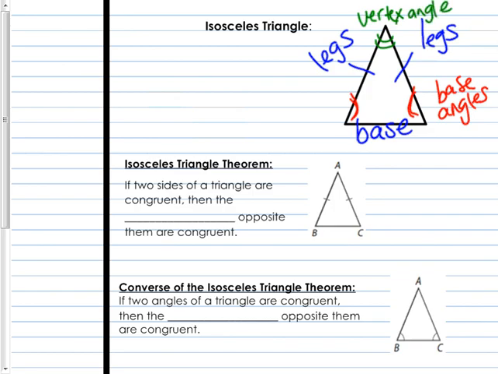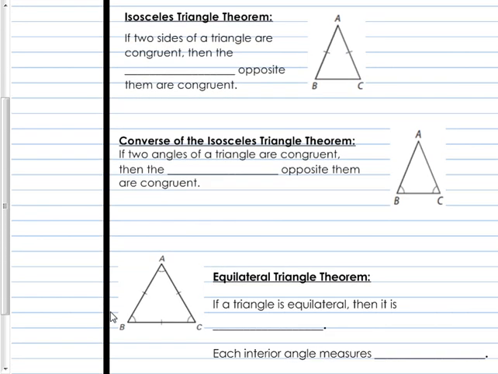And I'm sure you're comfortable and familiar with isosceles triangles. They have 2 equal sides. Okay? Isosceles triangle theorem says that if 2 sides of a triangle are congruent, then the angles opposite those sides are also congruent. So side BA is congruent to side BC, which means the angle across from side BA, which is angle C, is congruent to the angle across from AC, which is angle B.